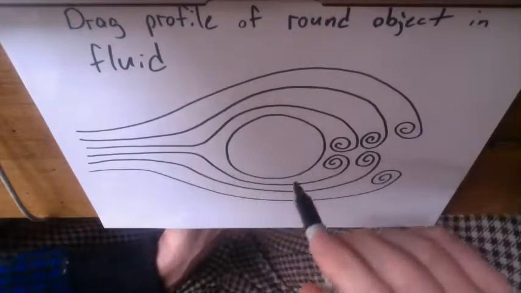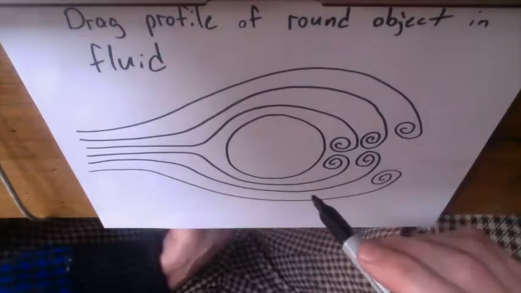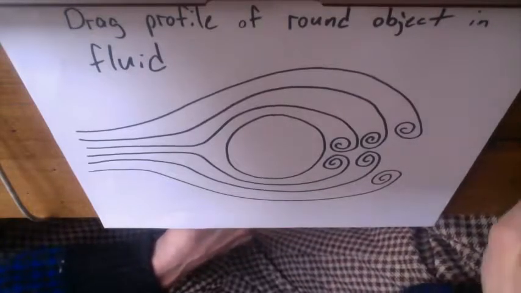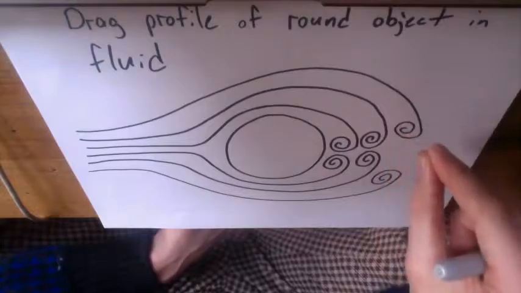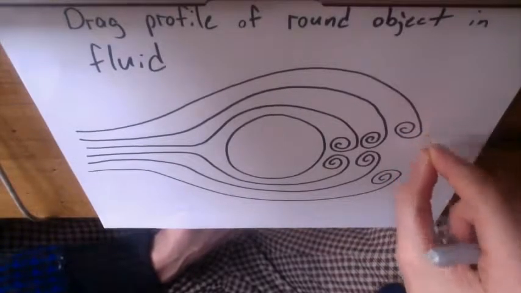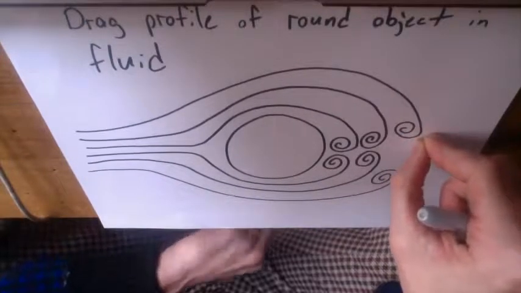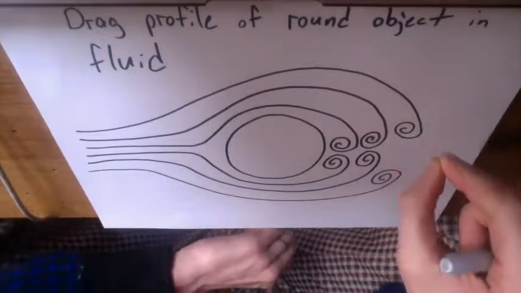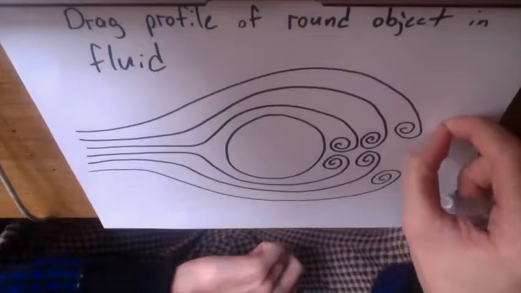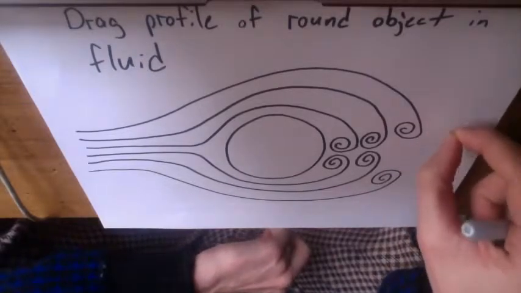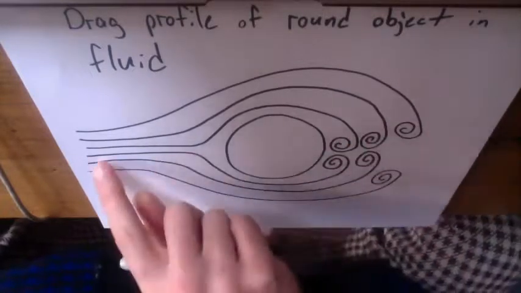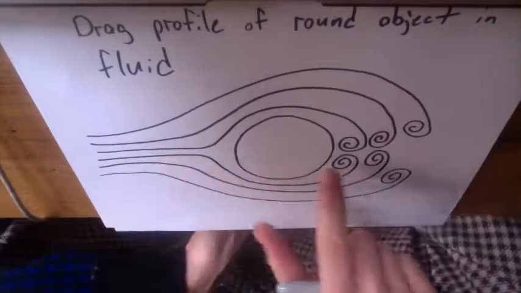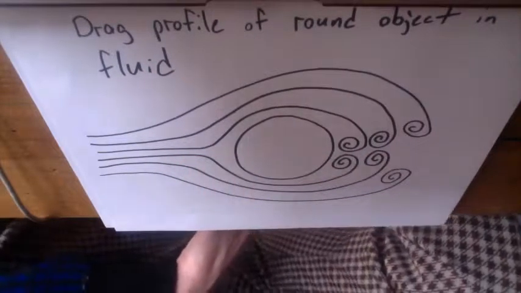So anytime that an object moves through fluids, and everything can be treated like a fluid, even solid stuff, if you zoom in on a small enough scale, it's made up of basically a fluid. It could be called quark gluon plasma or an electron cloud, but it's a cloud just as much as the water is a fluid and the air is a fluid. So everything's a fluid, and anytime that you move something through it, you get a drag profile.